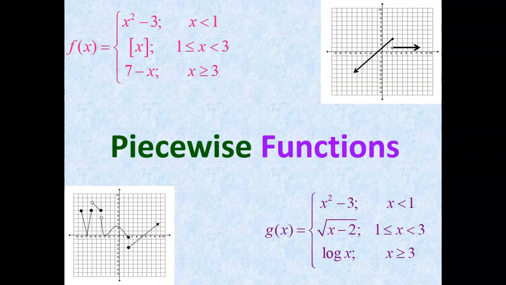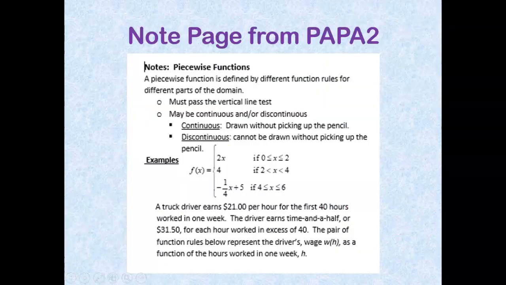We learned about the piecewise definitions, which look like this, last year, and we learned about graphs, so it could be a graph that looks like this or looks like this. Piecewise means it's pieces of a graph, so that's where it gets its name.